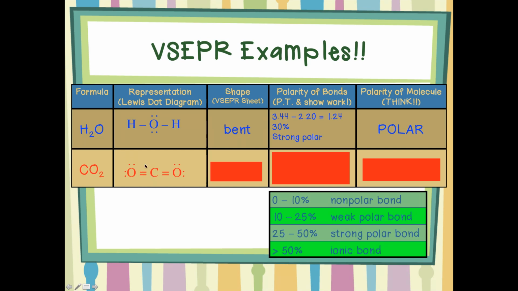It needs 2 double bonds and then 2 lone pairs on each oxygen to make this a stable structure. And again, the way we find that out is we look up and we see that carbon starts with 4 valence electrons. Each oxygen starts with 6. So 6 and 6 is 12 plus 4 is 16. So 2, 4, 6, 8, 10, 12, 14, 16.